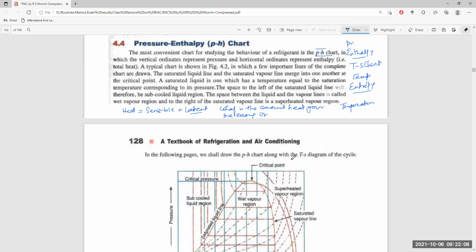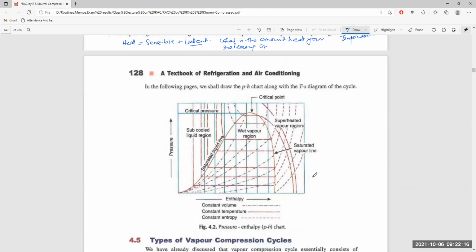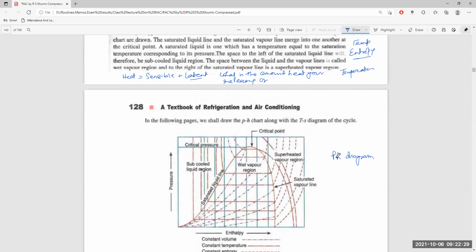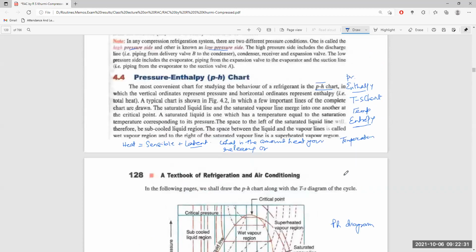Now, a typical chart, the pH chart, or you can say it is nothing but the pressure enthalpy chart, that is the pH chart itself. The pH diagram of a vapor is shown. It is a typical chart.